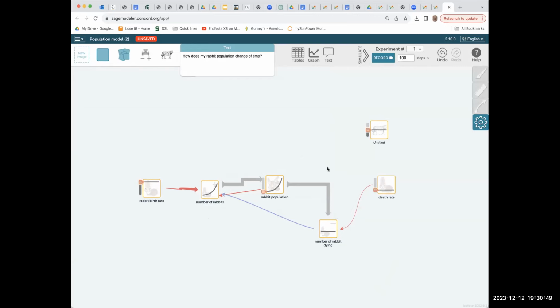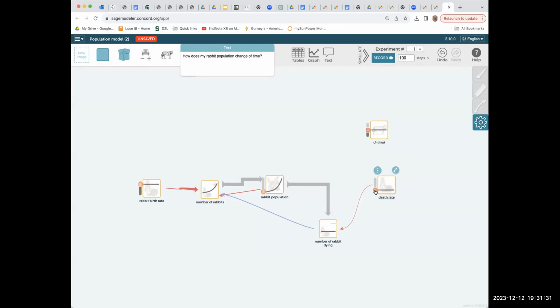I then have what's decreasing my population? Well, it's the number of rabbits dying, which of course is influenced by the death rate of the rabbits. And let's just see what happens if I move these around. So you'll notice when I have a very low birth rate, I don't have many rabbits in my population because I don't have any births. On the other hand, when I have a very high birth rate, I get a really accelerating population growth, even though I have things feeding back in.